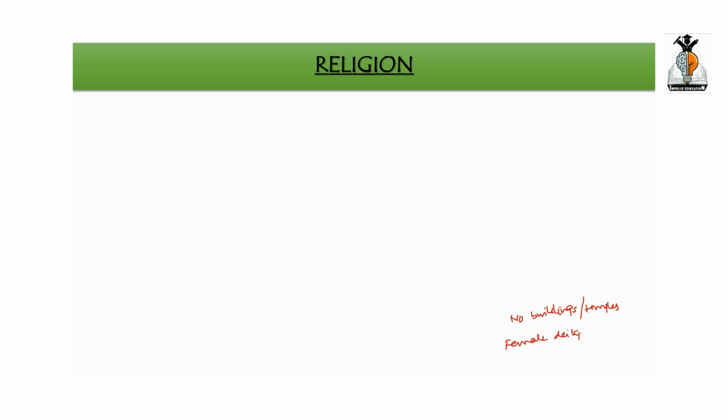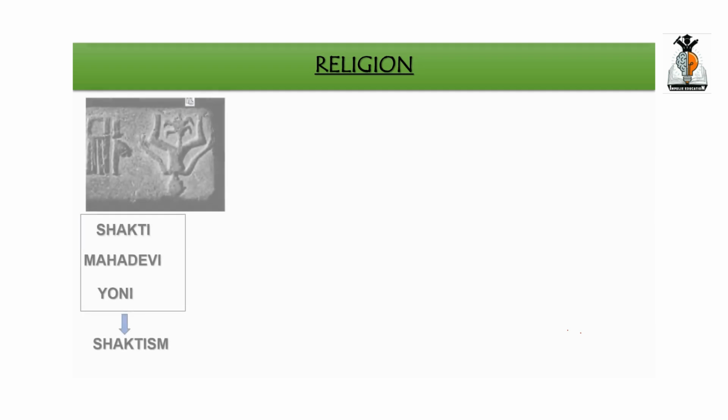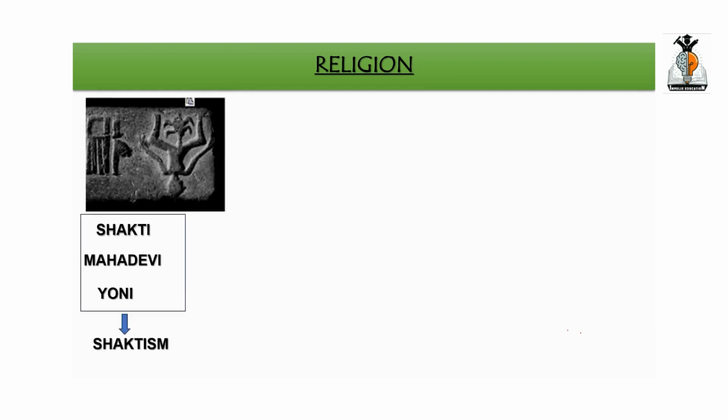Worship of goddesses has continued till today, and even today we worship deities and goddesses in the form of goddess Durga, Lakshmi, etc. During the Indus Valley civilization, there were three sects of people. A part of the population worshipped Shakti, also referred to as Mahadevi or Yoni. This sect of religious practice is called Shaktism.